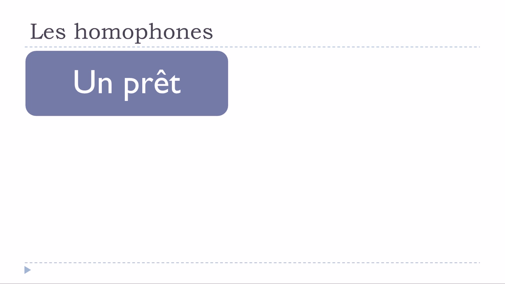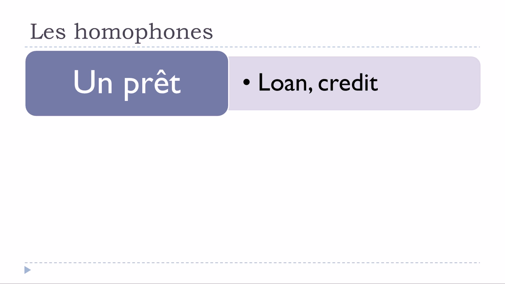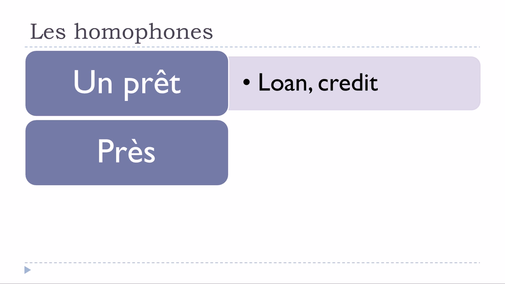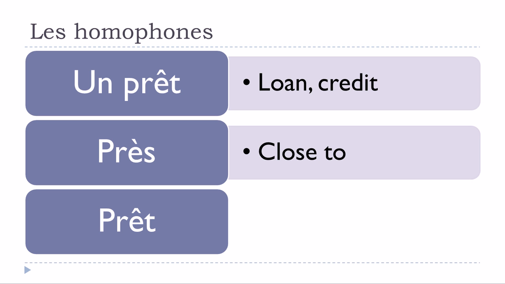Un prêt. Prêt. Okay, so it's quite interesting here. So you get un prêt written like that. In that case, it's a substantive, so word, noun, and that's the meaning. Then you get près, like that, so final S, but then of course you don't pronounce it, and here, près, so the adjective, okay.